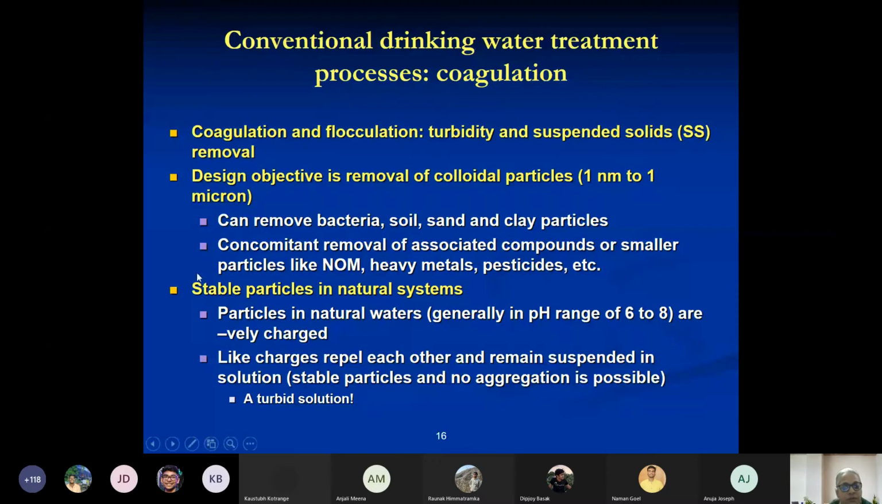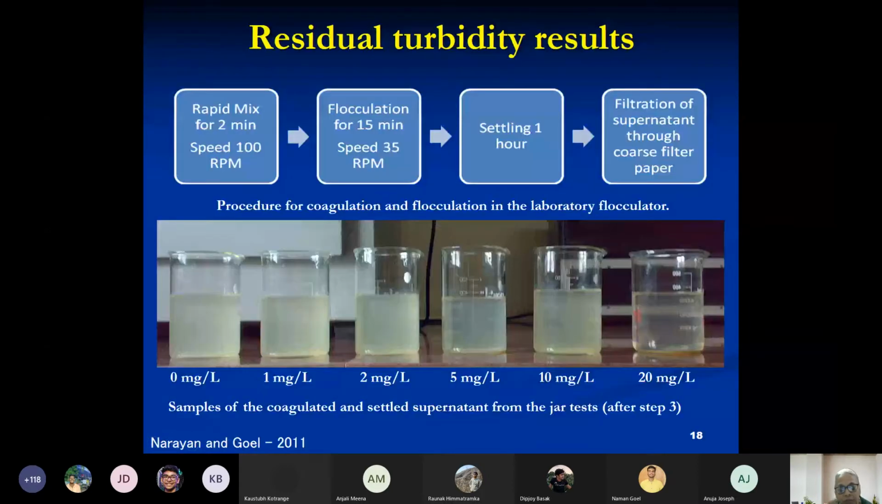So this is the natural state. The stable particles in natural systems don't move, they remain where they are. That's because of mutual electrostatic repulsion between all negatively charged particles, and they will remain suspended in solution. Now, no aggregation is possible, and we add a coagulant to get the results we want.